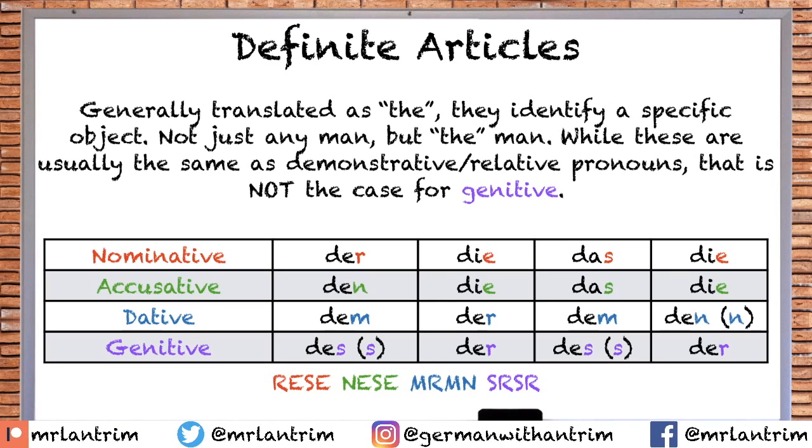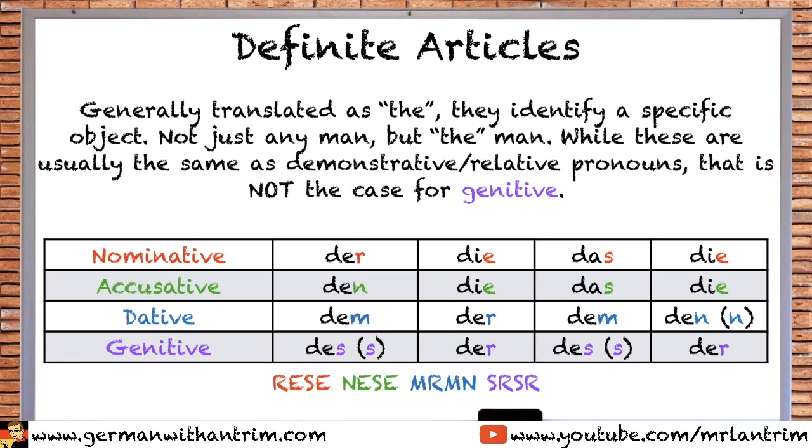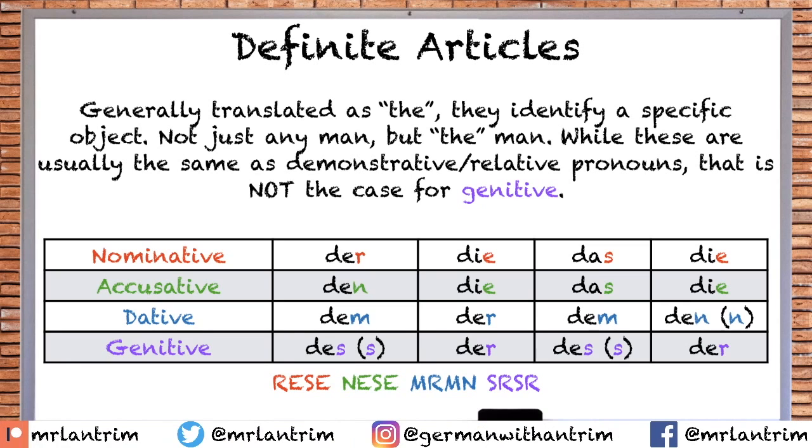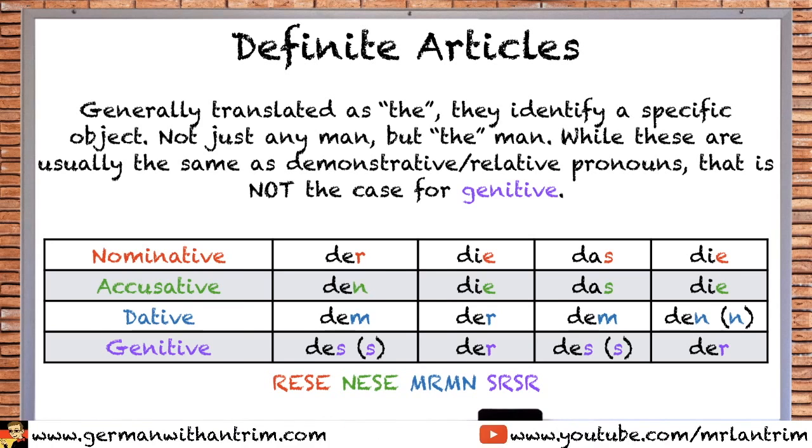Now, once you get into the genitive case, we now have masculine being des. The feminine is now der, the neuter is des, and the plural is also der. So, des, der, des, der. So if you're following along with the mnemonic devices that I've given you in other videos, we have "resse" for the nominative, "nesse" for the accusative, "mermen" for the dative, and "surser" for the genitive. So, resse, nesse, mermen, surser.